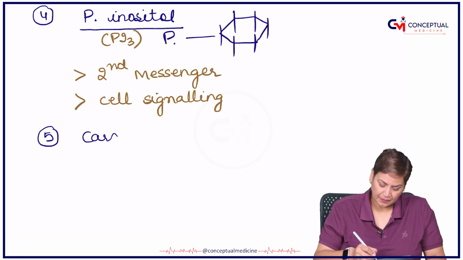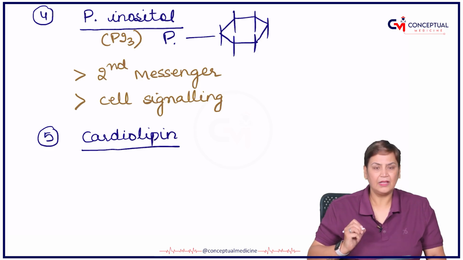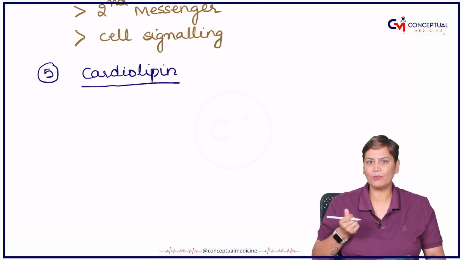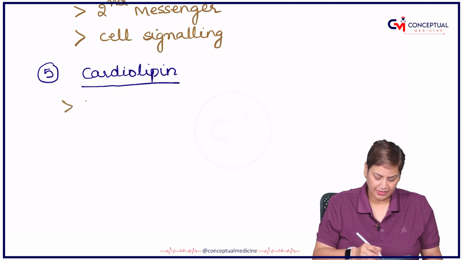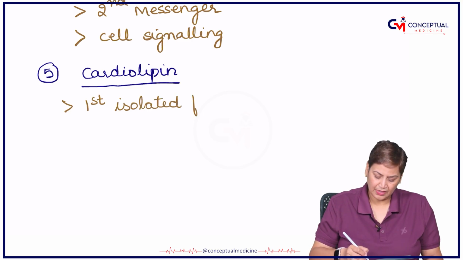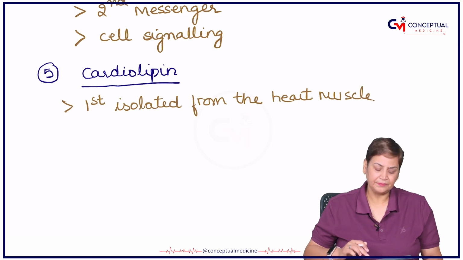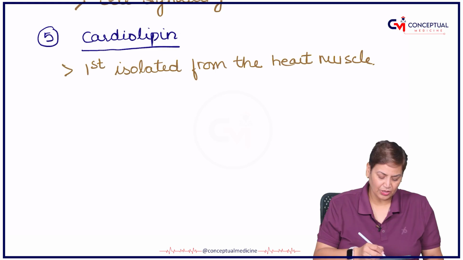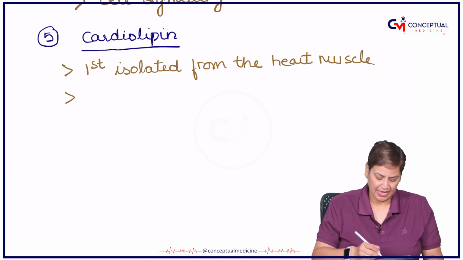Now what is this cardiolipin? It is clear from the word itself, cardio, it was first isolated from the heart muscle. Right? And if we talk about the structure of cardiolipin, it is simply diphosphatidylglycerol.